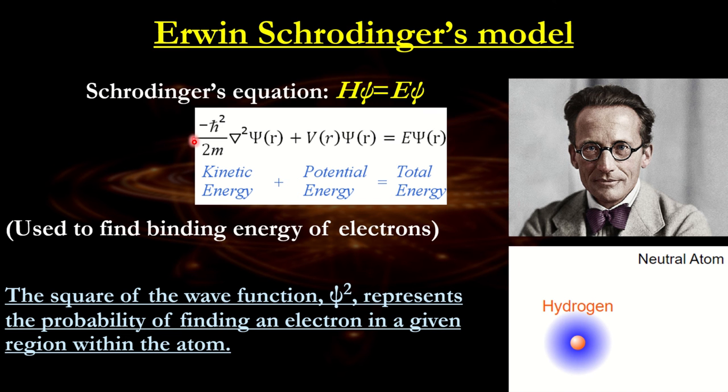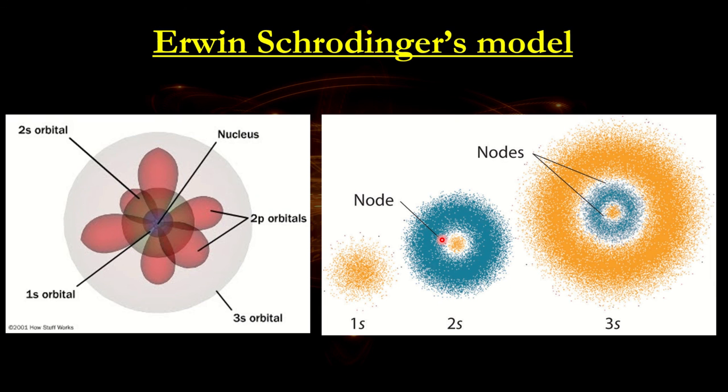Okay, this is actually Schrodinger's equation, so the probability equation to look at what we call the wave function. So it represents the probability of an electron in a given region of the atom. So that's the prediction that he established with his equation there. You can also find it in different models.